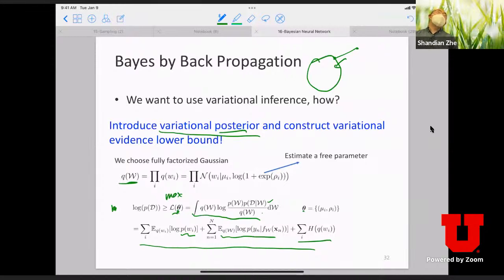Yeah, you can do that as well. That also works. But this is a choice that is friendly to backpropagation. You can come up with other choices. You can even take it to be rho_i squared. But different parameterizations can lead to different performance.